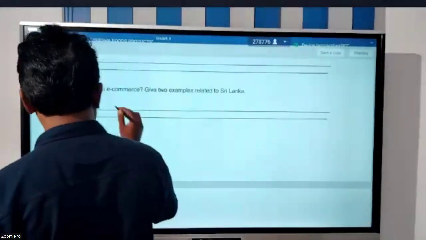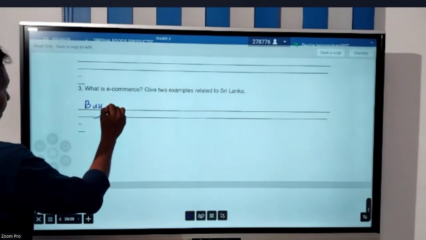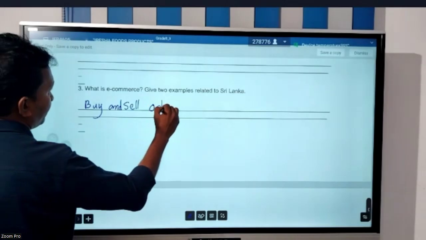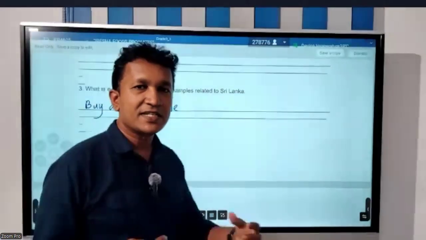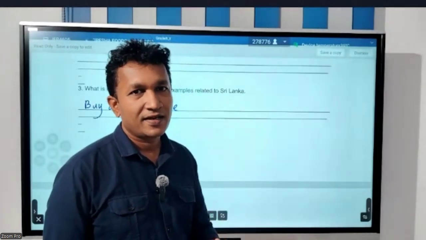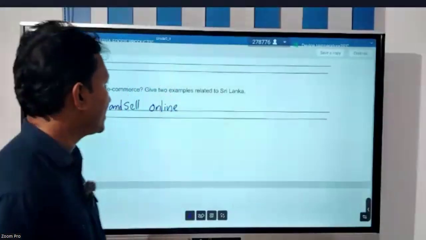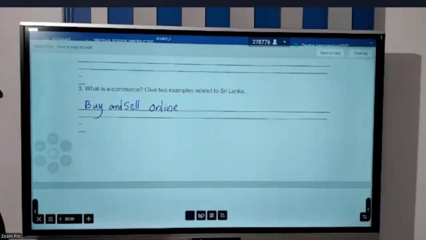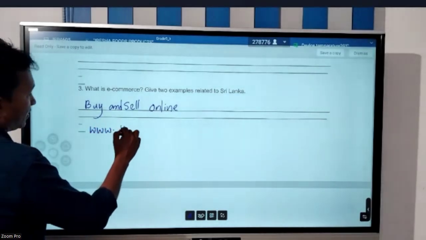E-commerce is buy and sell online. Simply that is, we call it as e-commerce. Commercial transactions, when we are doing electronically, we call it as e-commerce. Simply buy and sell online. We call it as e-commerce. Two examples related to Sri Lanka. www.Kapruka.com.